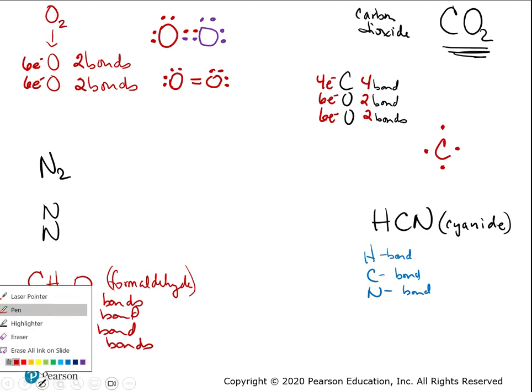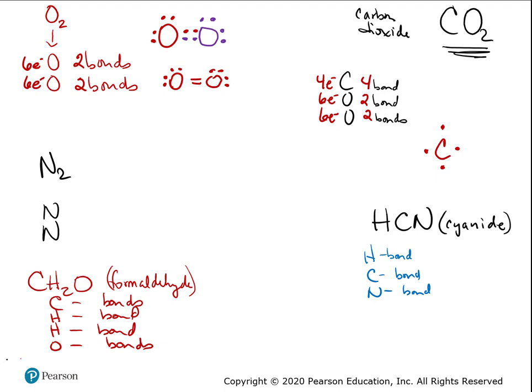So now I have 2 oxygens I have to add. So I just got to add 1. So if I add 1, 1, 2, 3, 4, 5, 6. So now comes the question, do you see that carbon has some dots that aren't paired? Do you see that oxygen has a dot that's not paired?